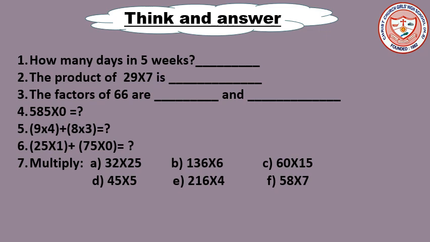Number 7, multiply: A, 32 into 25; B, 136 into 6; C, 60 into 15; D, 45 into 5; E, 216 into 4; F, 58 into 7.